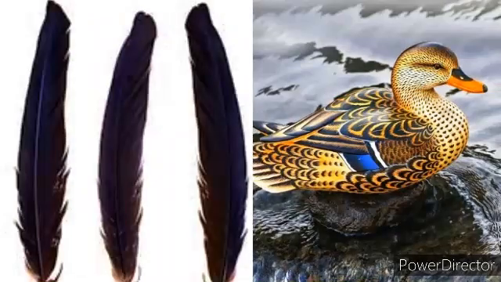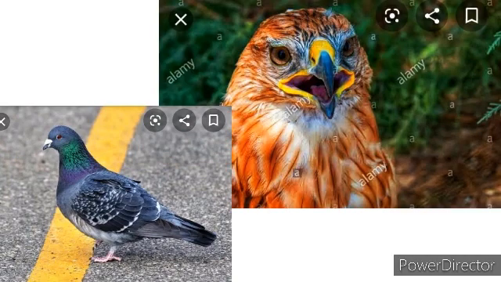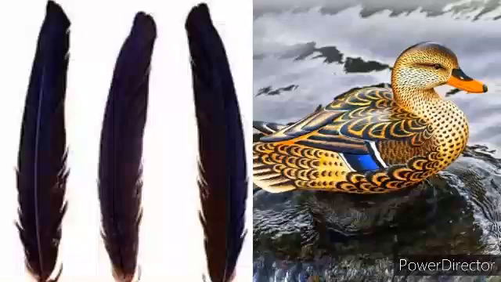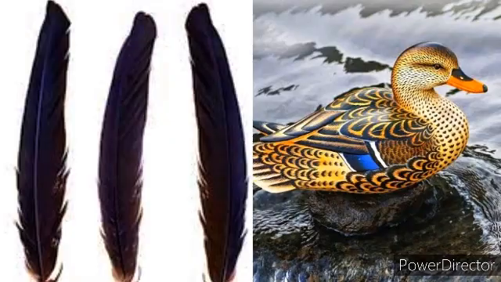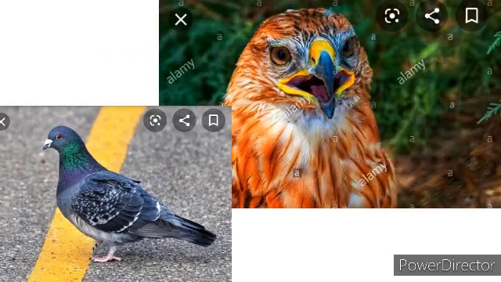So, I hope this much is clear to you, what the different body parts of the bird are. There are two types of feathers, the fluffy feathers and the flight feathers. Then the birds have eyes, but they don't have external ears. They don't have a nose, but they breathe with the help of the tiny holes present in the beak. And they have a tail, which also consists of flight feathers, and birds have two legs.